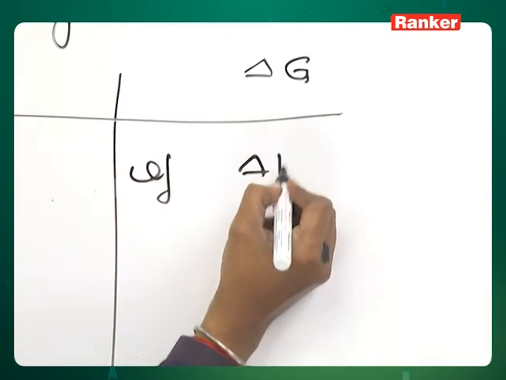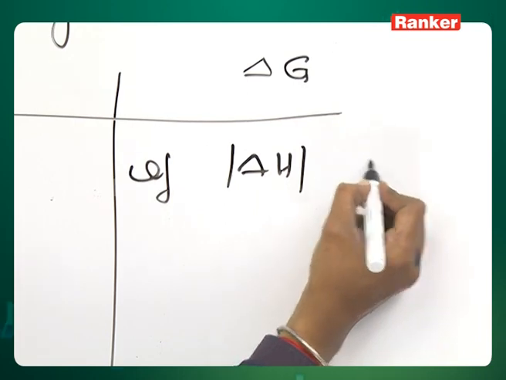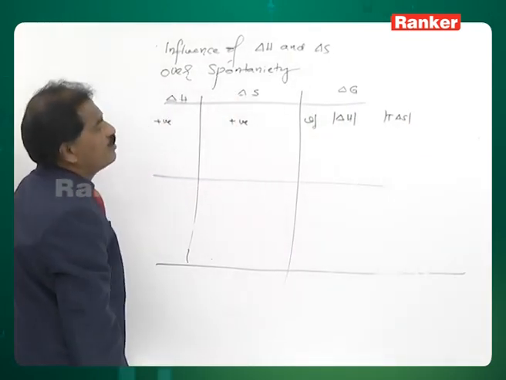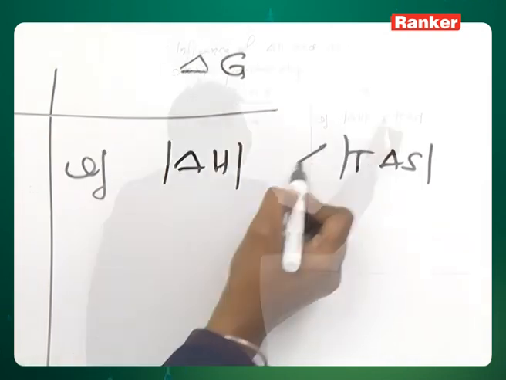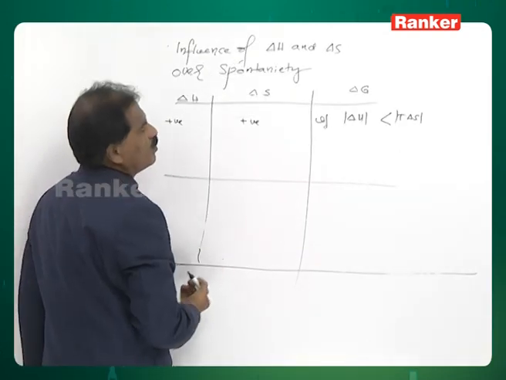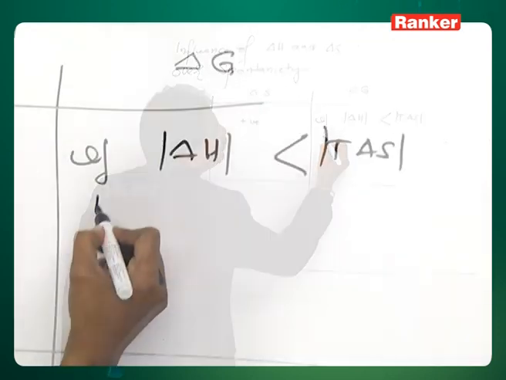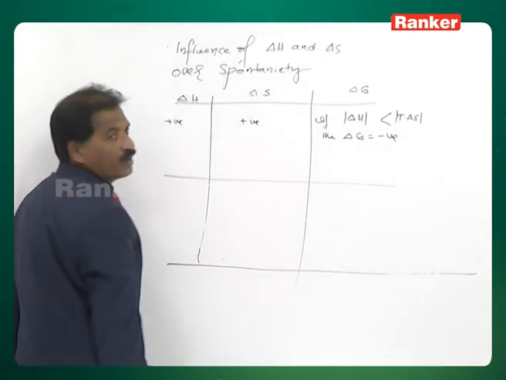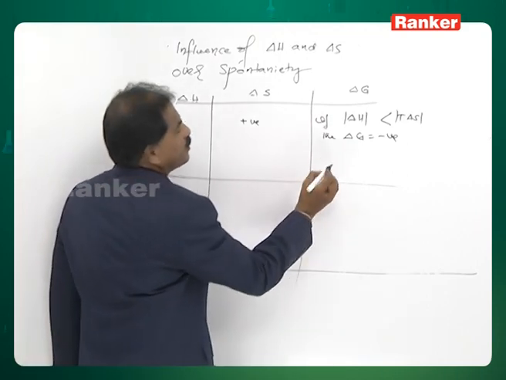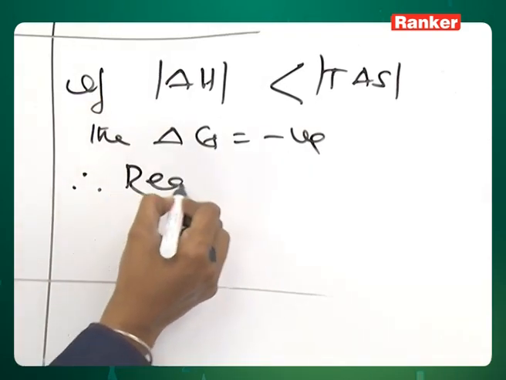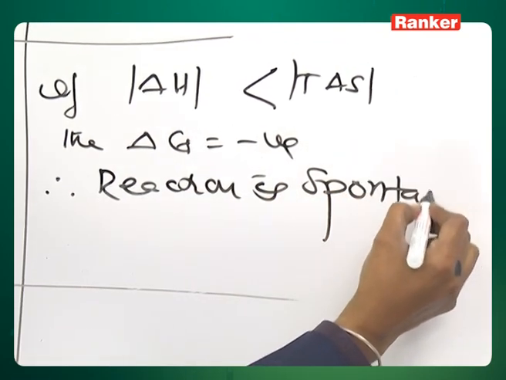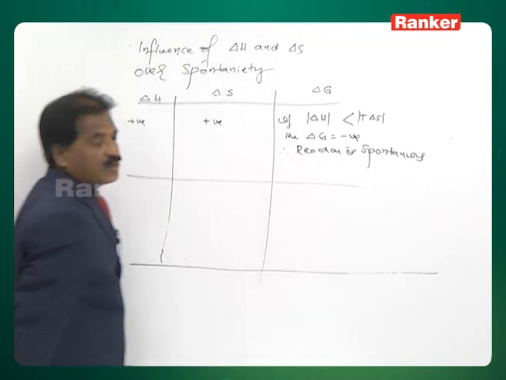if you compare the magnitude of the enthalpy change and the magnitude of the entropy change, if the magnitude of the entropy change is more, del G will become negative. Del G becomes negative, therefore, the reaction is spontaneous.